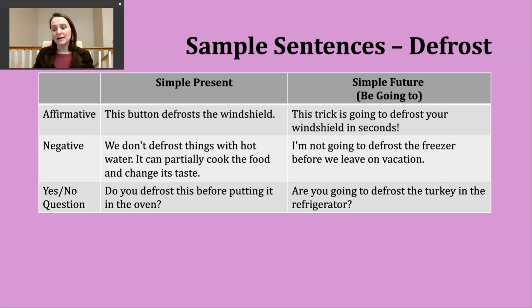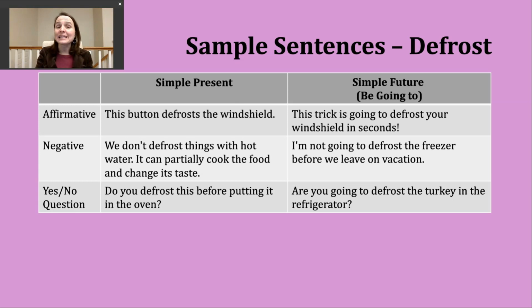So they were talking about steps and encouraging people, saying, at our restaurant, right? This is sort of a negative habit. We do not defrost things by putting them under hot water. And then they went on to explain why.